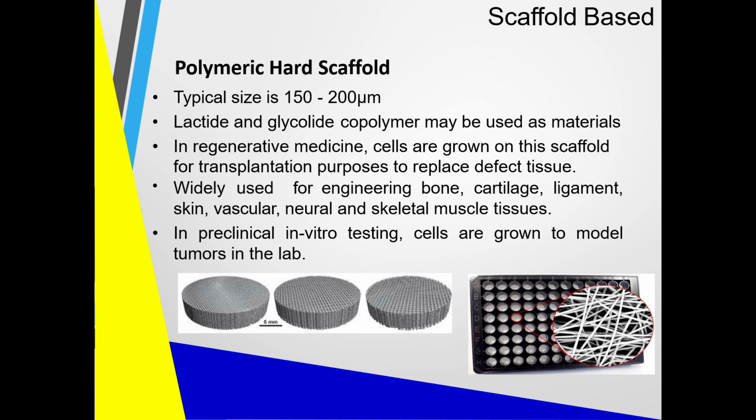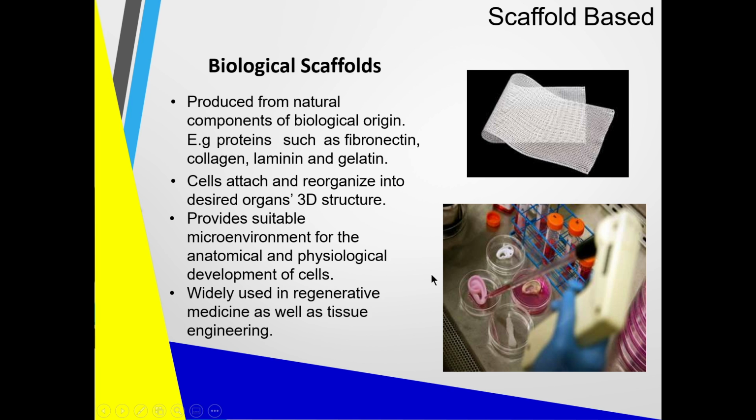But for organ transplant, polymeric hard scaffold is not suitable because it can cause side effects in the human body. It can cause an immune response because of the foreign material of the polymeric hard scaffold. Therefore, biological scaffolds can be used. Biological scaffolds are produced from natural components of biological origin, for example, proteins such as fibronectin, collagen, laminin, and gelatin. Cells attach and reorganize into the desired organ's 3D structure.